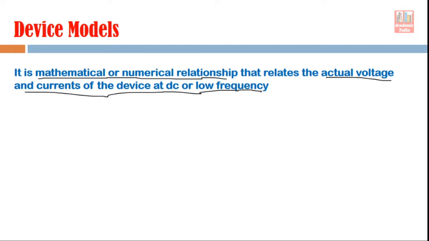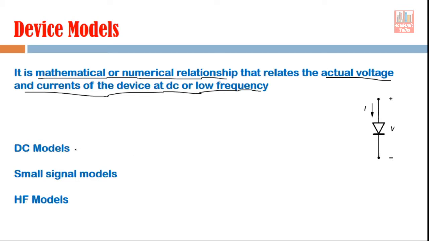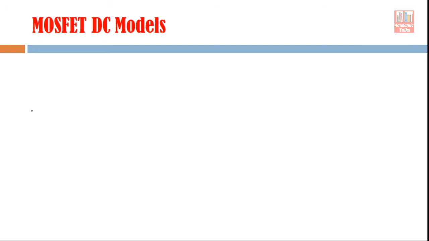We discussed one example of a PN junction device, and I told you there are three different kinds of models: the DC model, the small signal model, and the high frequency model. The DC model is the most basic model, and the small signal model and high frequency model are derived from it. Some modifications over the DC model give you the small signal model and then the high frequency model. So today we are going to discuss the MOSFET DC models.